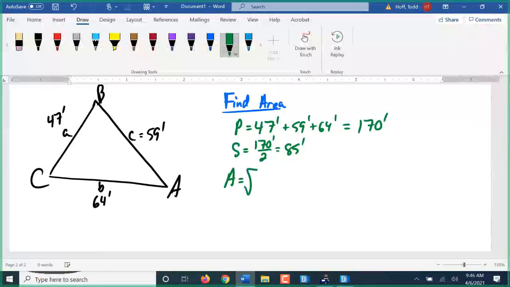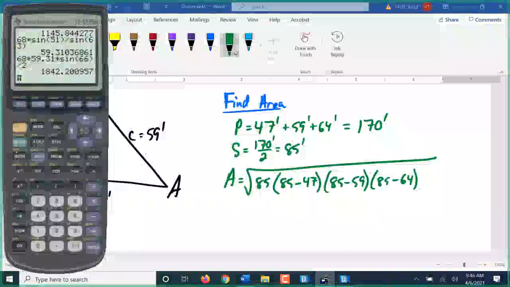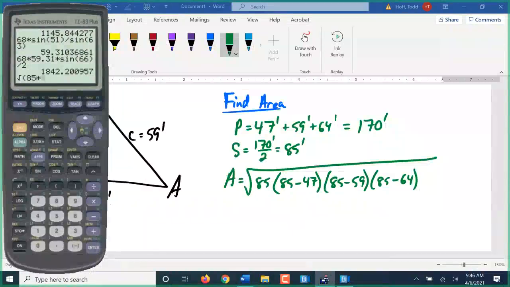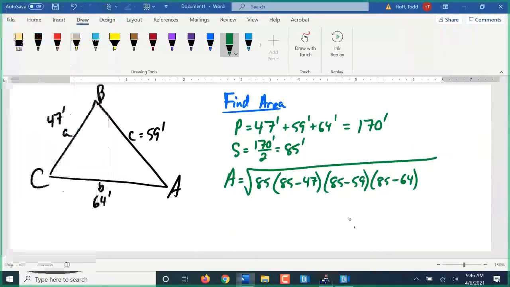Then the area is the square root of that semi-perimeter, 85, times the semi-perimeter minus the shortest side, the 47, times the semi-perimeter minus the next side, the 59, times the semi-perimeter minus the longest side, which is the 64. That's going to be the square root of 85 times 85 minus 47 is 38, times 85 minus 59 is 26, times 85 minus 64 is 21, giving us 1327, 1328 really is what it comes out to be, square feet.